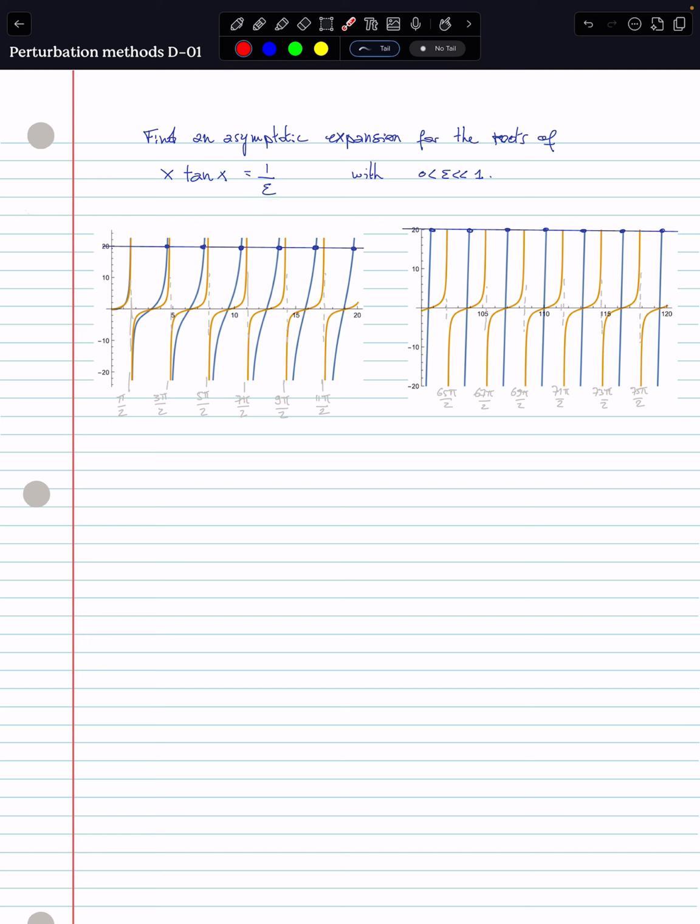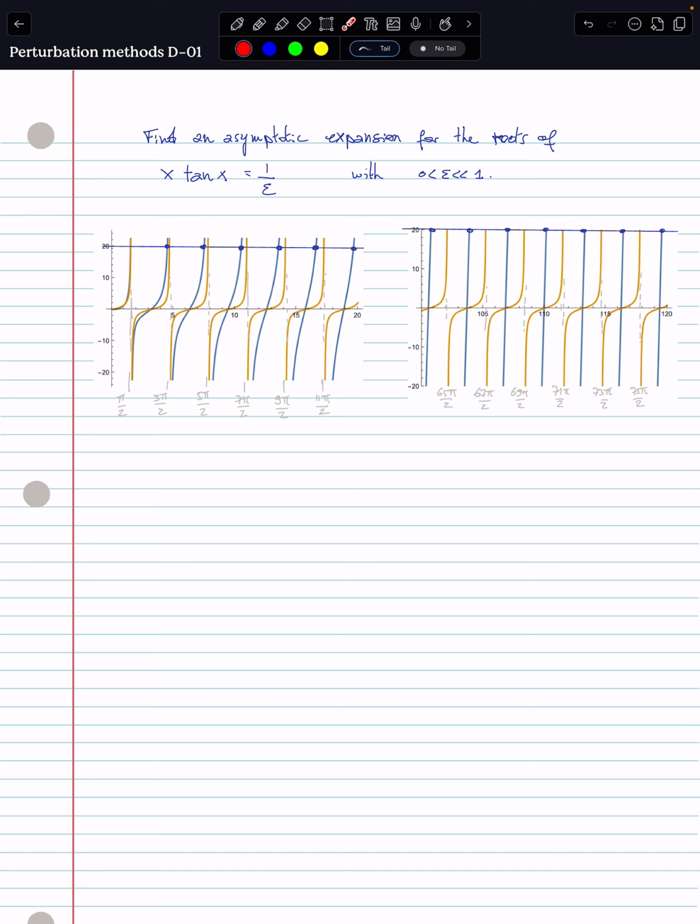Epsilon, as usual, is a small number, and we would like to derive an asymptotic expansion for the roots of that equation. As we will see, this is a little bit more difficult than what we used to see with the simple algebraic equations, but yet this is not impossible to find solutions to those equations.